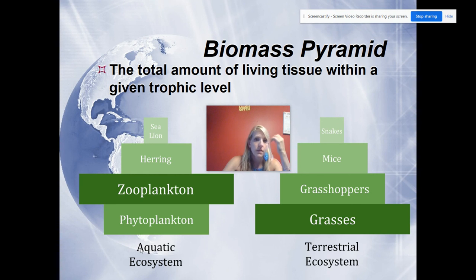And phytoplankton is what floats around in the ocean, and zooplankton would be what eats the phytoplankton, and then herring and sea lions.